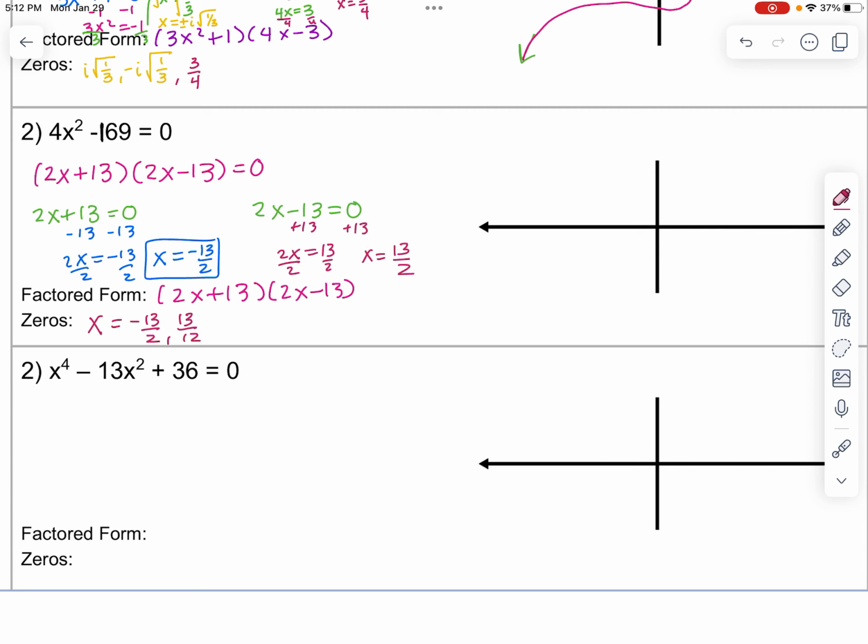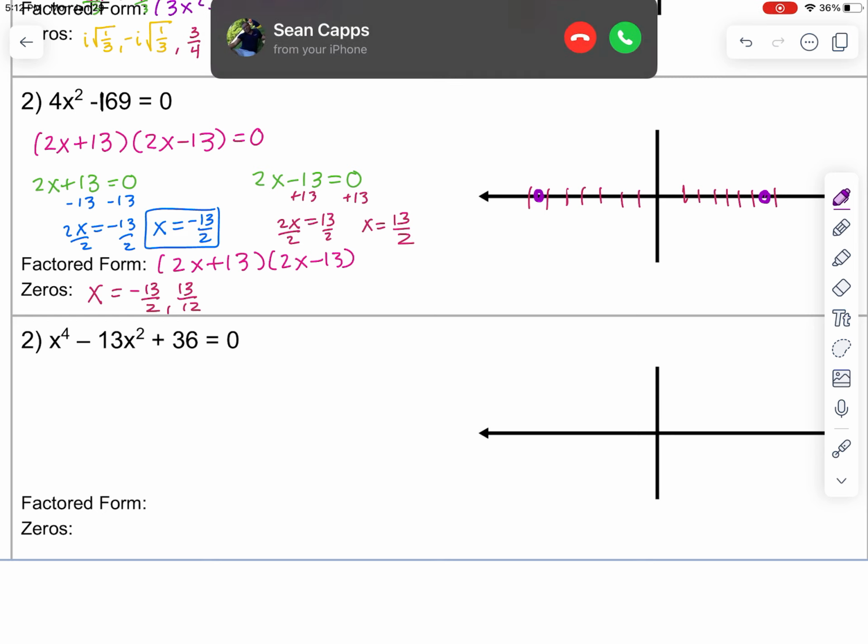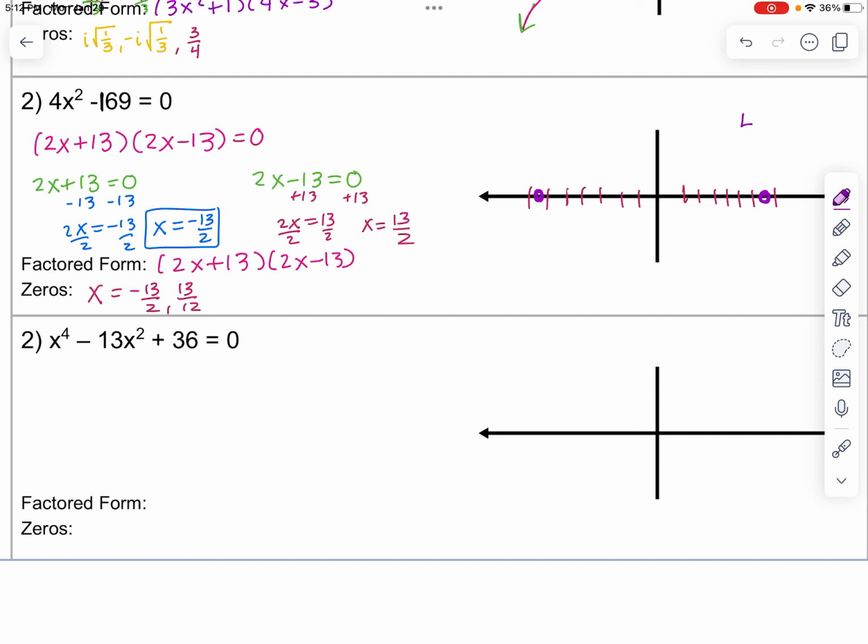Now, 13 over 2, that's about 6.5. So when we're putting it on the graph, 1, 2, 3, 4, 5, 6, 7. It's going to be in there between the 6 and the 7. We've got both negative and positive. So we have our zeros. Now we need our leading coefficient and degree. So first, starting with the leading coefficient, is it positive or negative?